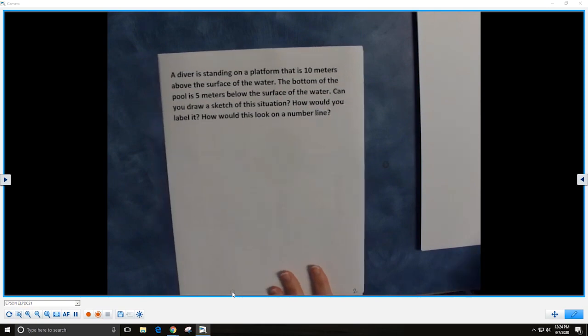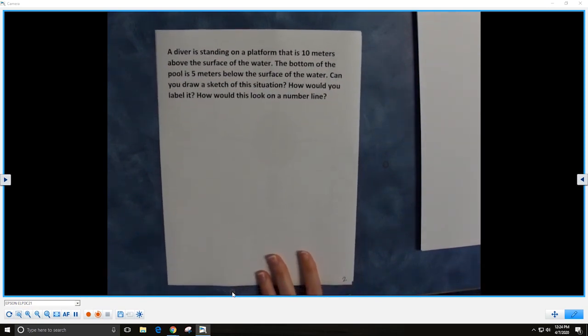Let's think about diving. A diver is standing on a platform that is 10 meters above the surface of the water. The bottom of the pool is 5 meters below the surface of the water. Can you draw a sketch of this situation? How would you label it? How would this look on a number line? I'm going to pause for about 30 seconds to let you draw a sketch of this situation and a number line, and then we'll come back together and solve this one.